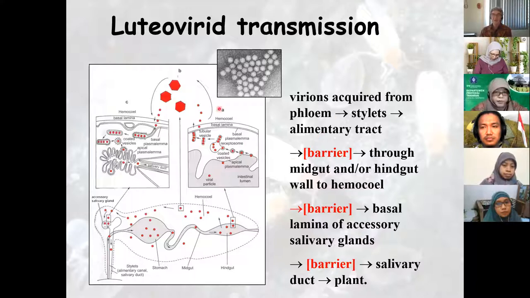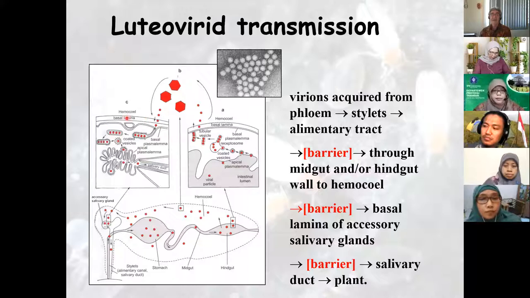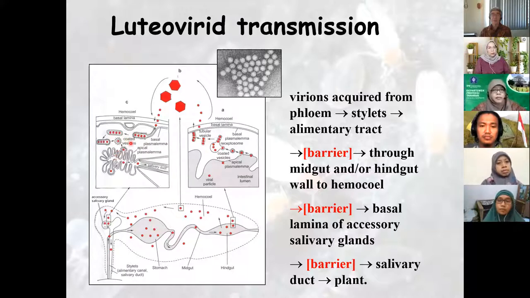Very complicated process, very, very specific, because the vector has to feed on the phloem tissue for it to start. Otherwise, the virus is not acquired. When the virus is acquired, it has to get through the gut wall. That's one barrier. The virus can get through there, but once it's into the hemocoel, it has to get through the basal lamina. It's another barrier. Once it gets into here, it's got to be able to be transported across the salivary gland into the salivary duct. That's a third barrier.